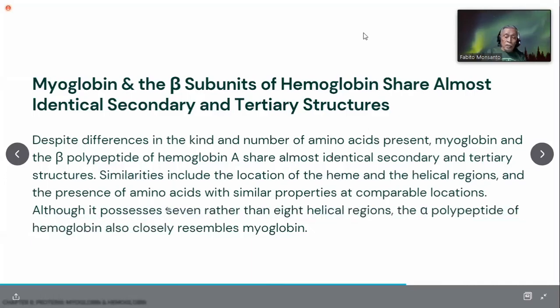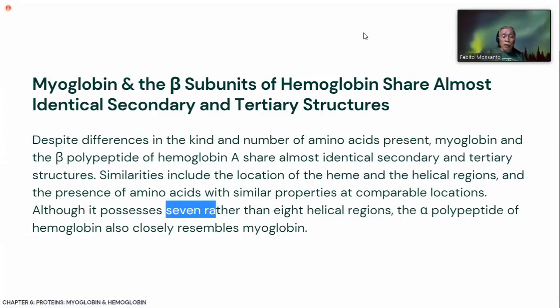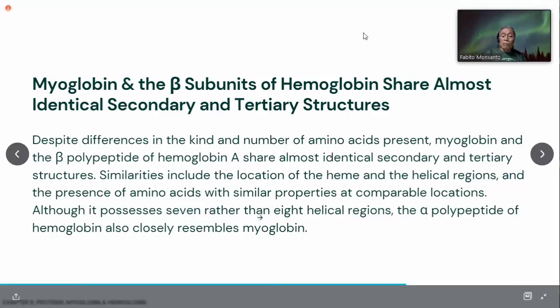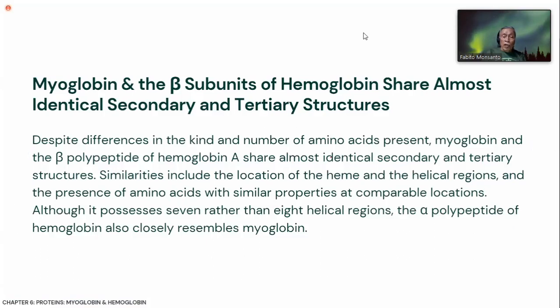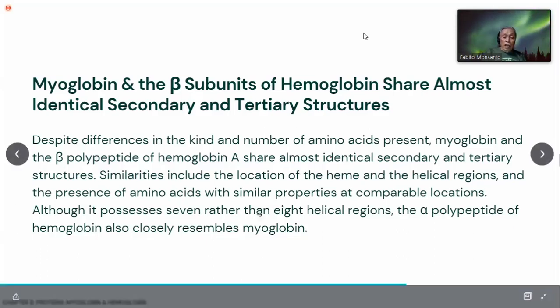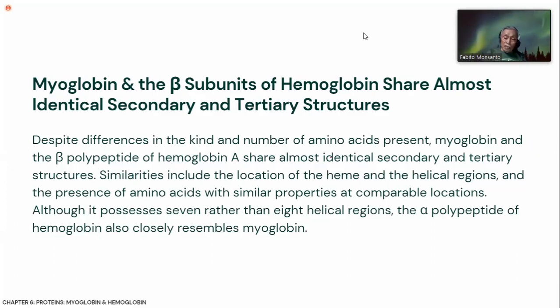Although it possesses 7 rather than 8 helical regions, the alpha polypeptide of hemoglobin also closely resembles myoglobin. Your myoglobin has 8 helices. Your beta subunit of your hemoglobin has only 7, while there are 8 for the myoglobin helices.